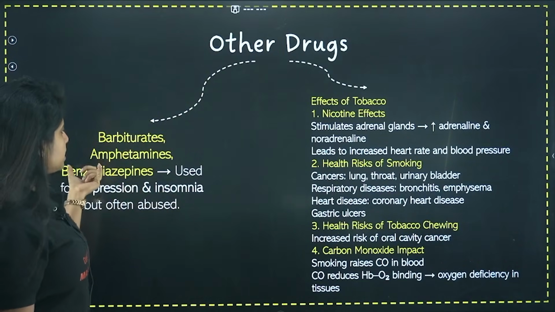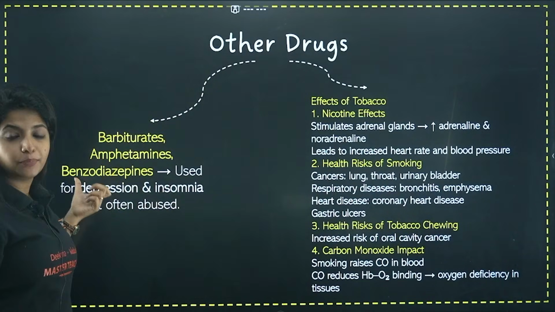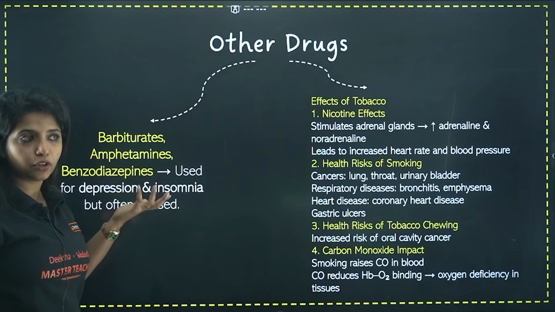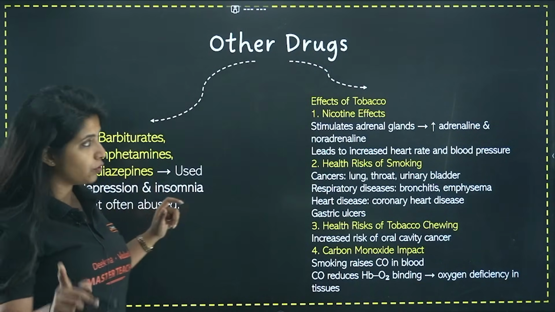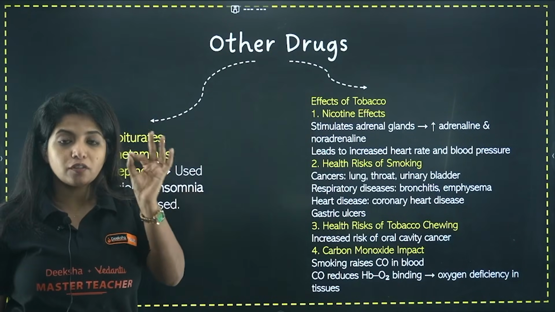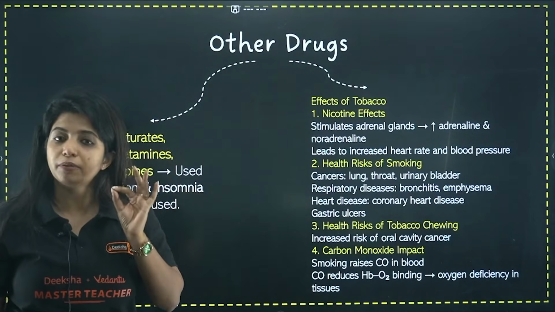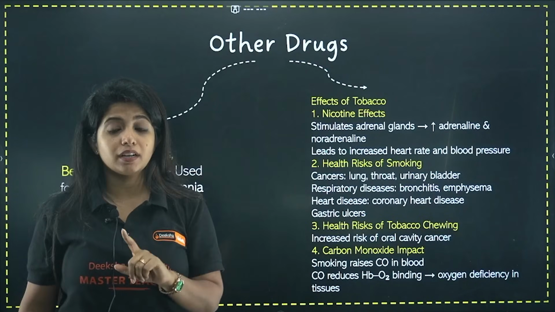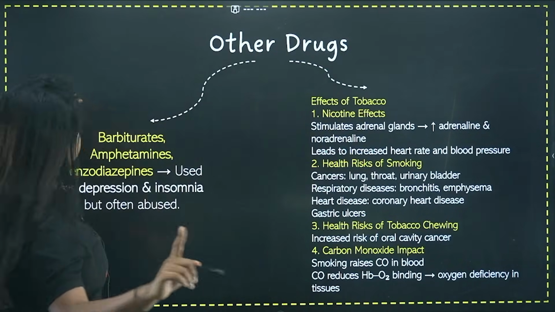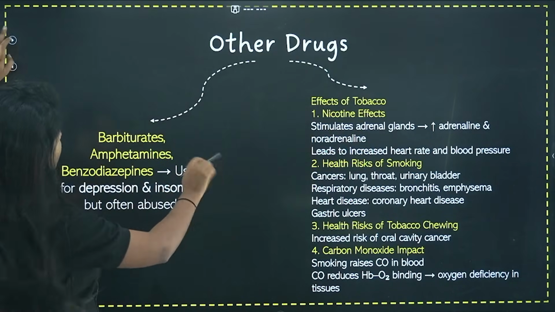Okay, now other drugs: barbiturates, amphetamines, benzodiazepines, BAB. It helps in fighting depression as well as insomnia. That means if at all you're not able to sleep, this drug will help you. Now nicotine is responsible for increasing your blood pressure. Do not forget it. That is a drug that increases the blood pressure. Cannabinoid affects your cardiovascular system, but nicotine is the one that affects your blood pressure because it releases adrenaline and noradrenaline, things like that.